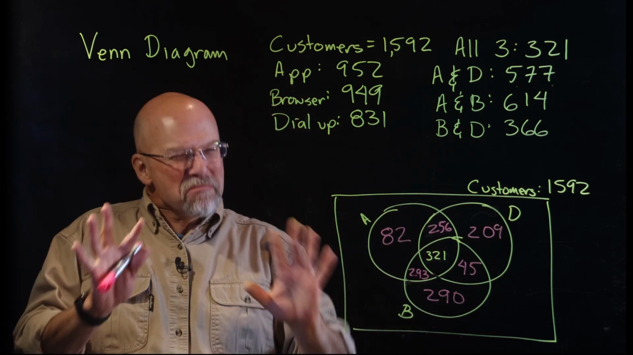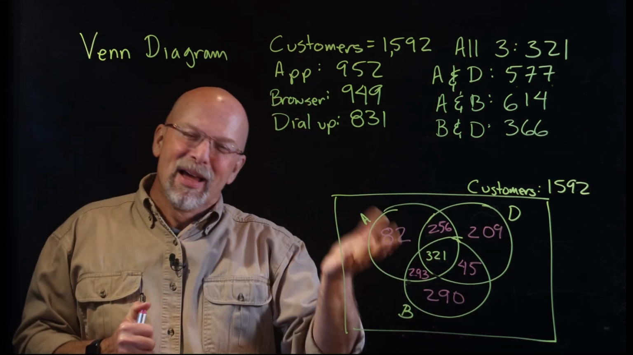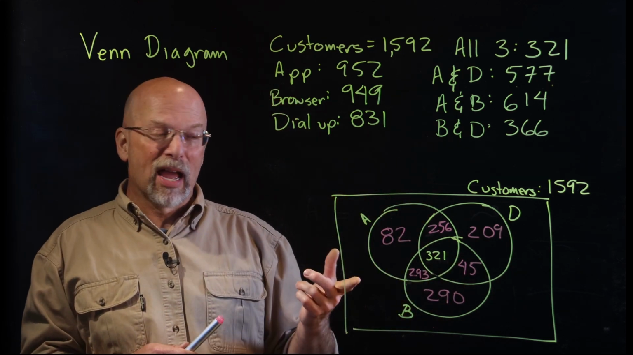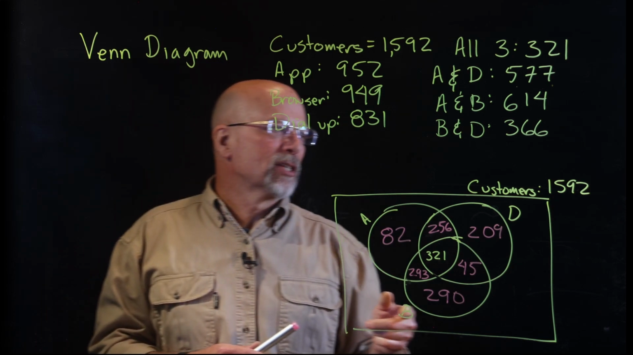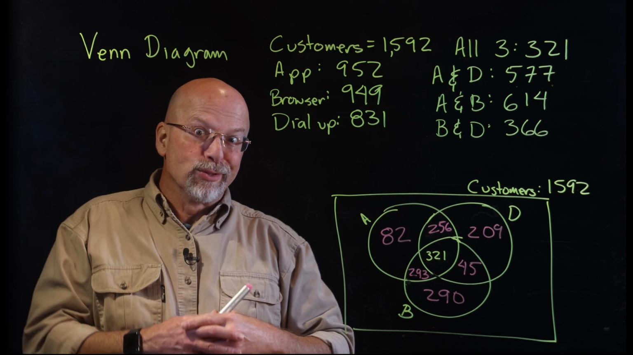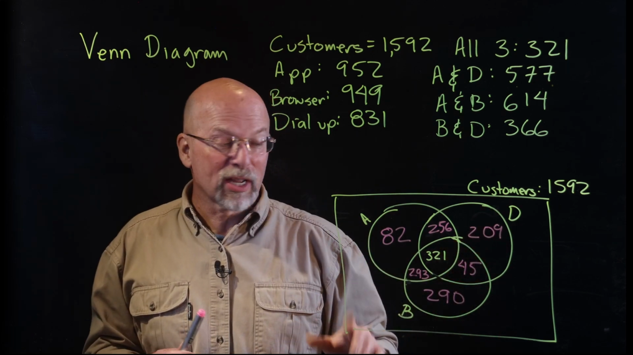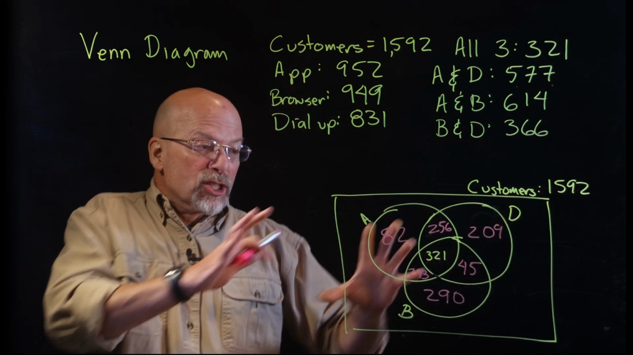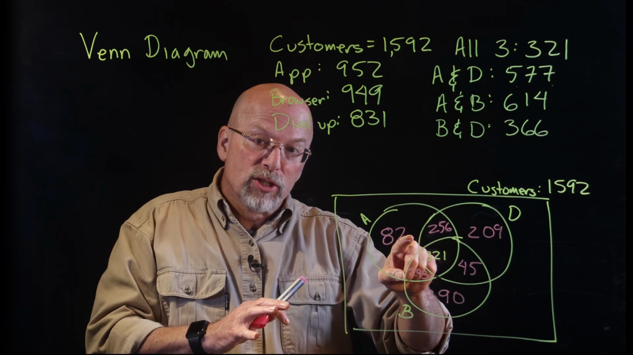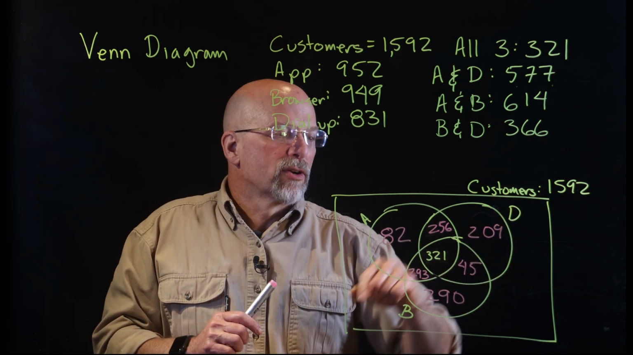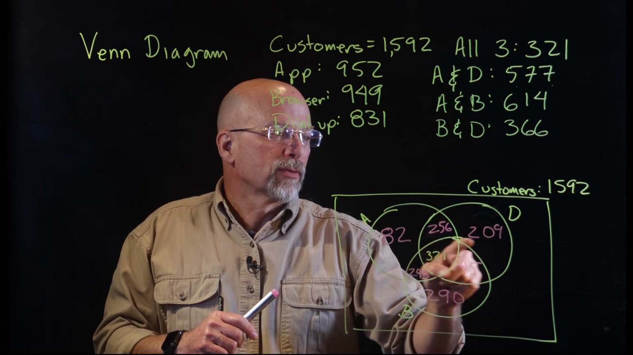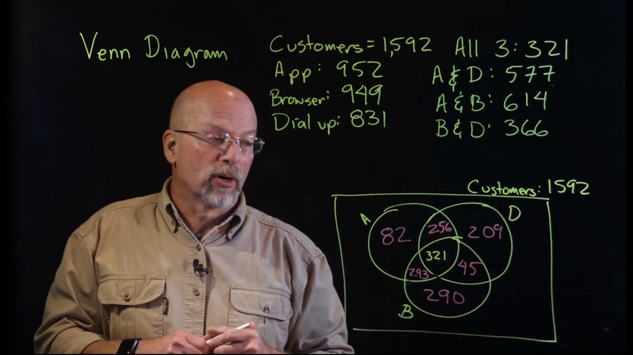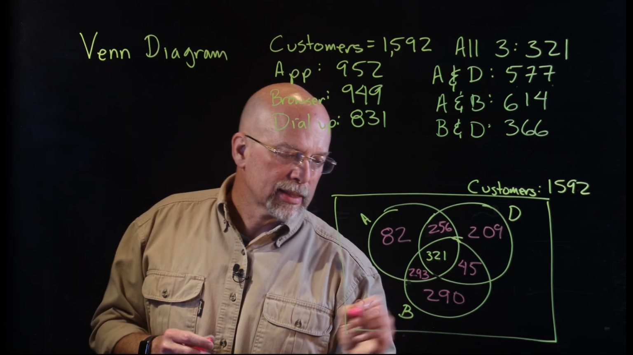Now, maybe this is not quite the best business decision, but it's just one way that we can get some additional information using a Venn diagram. And by the way, there's another piece of information we can get. We can figure out how many users don't use anything. Well, the total number of customers that are not using anything at all is 1,592 minus the sum of the numbers in all of those regions of the subsets. So it's 1,592 minus the sum of 82, 256, 209, 321, 45, 293, 290. All right, and the result will be 96.